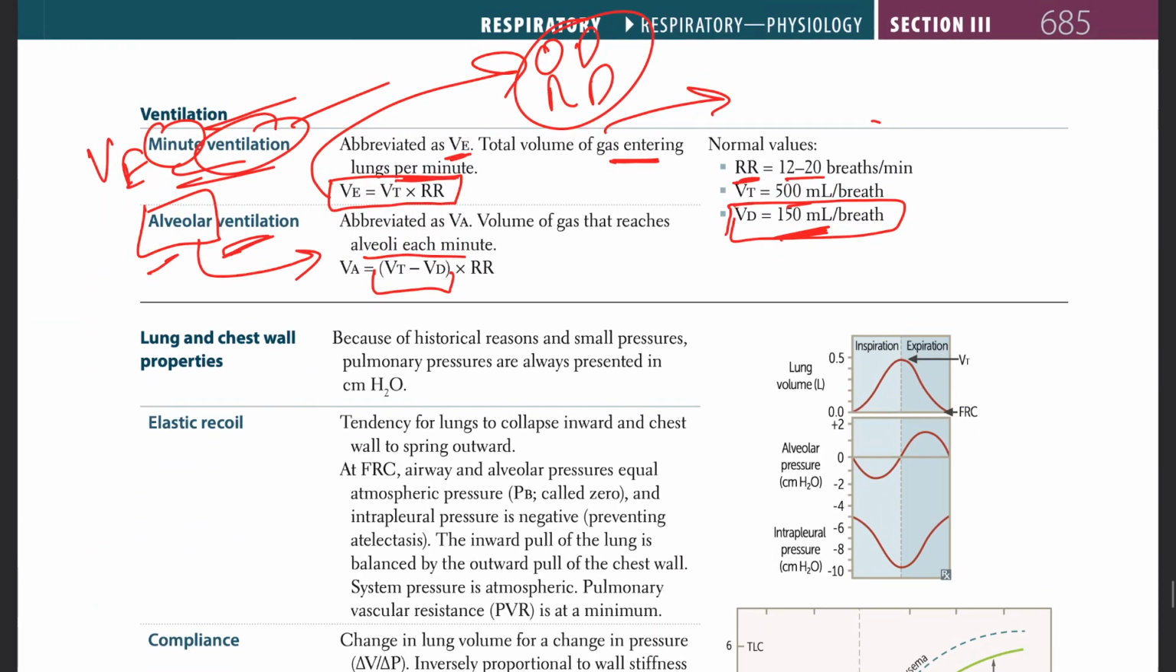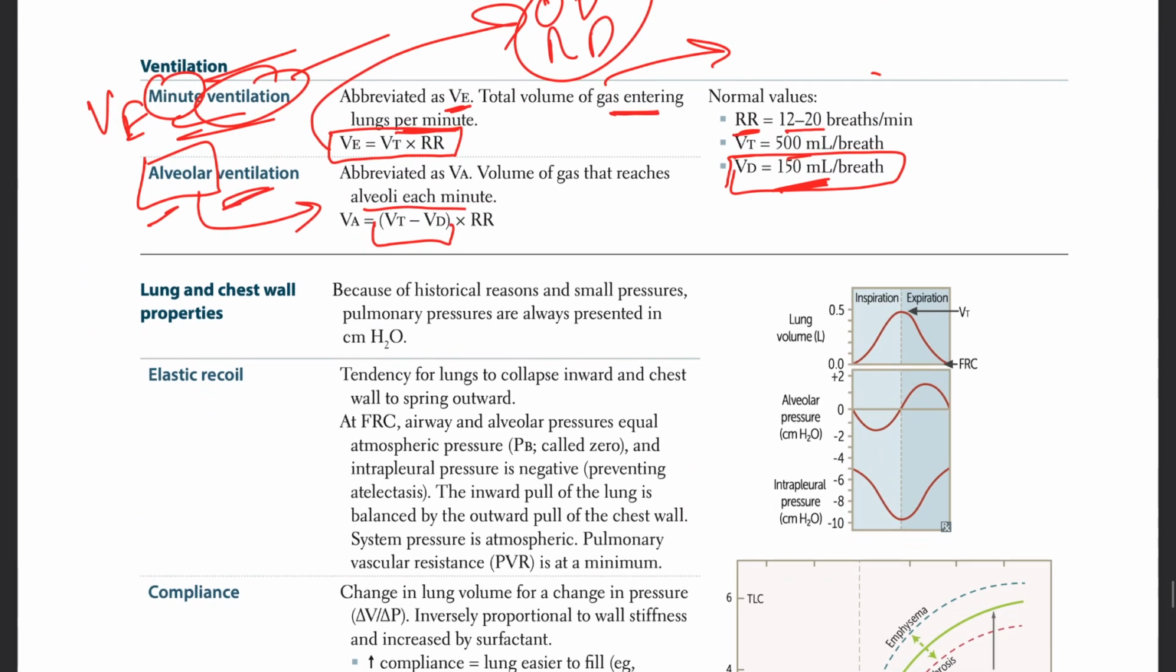And for minute ventilation versus alveolar ventilation, we subtract that physiological dead space, because we want to know how much gas is going into the alveoli, not into the dead spaces. So we subtract the physiological dead space, and that's how we get the alveolar ventilation versus your minute ventilation. And these are very high yield points. Okay, guys, what I'm saying is very high yield.